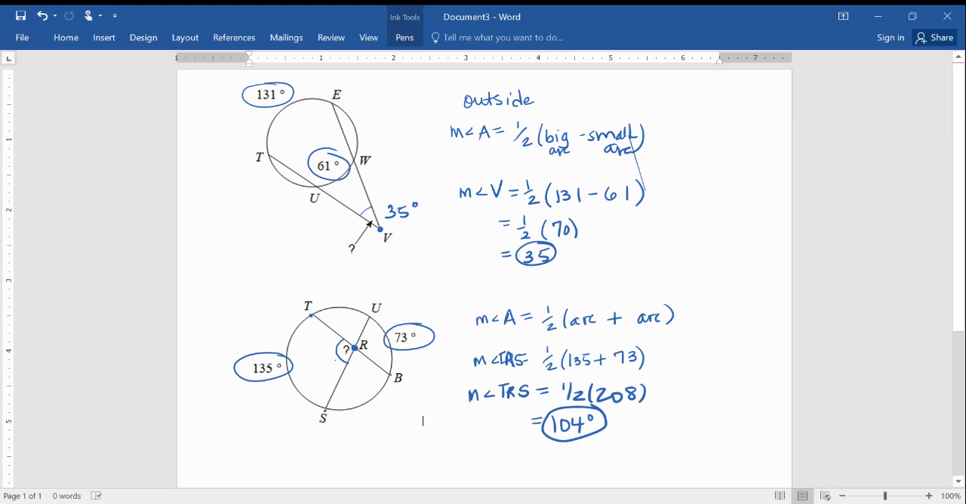All right, so when it's outside the circle, it is a subtraction of your arcs. Inside the circle, and not at the center, it is going to be add your arcs divided by 2.